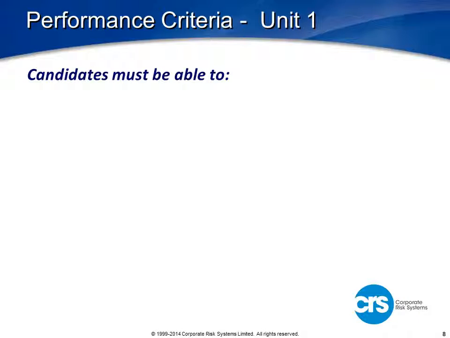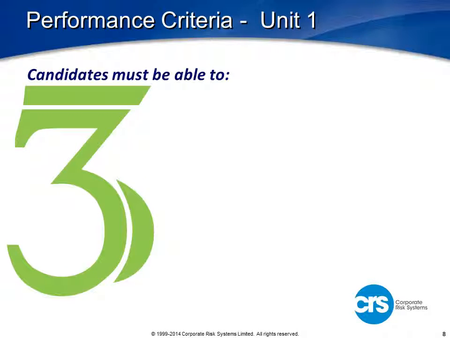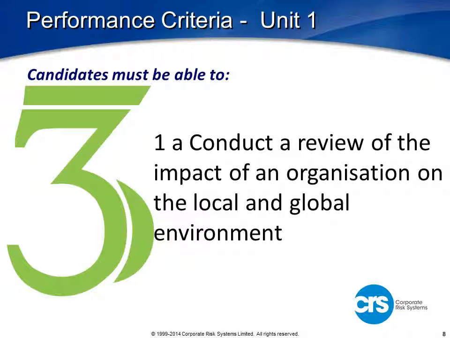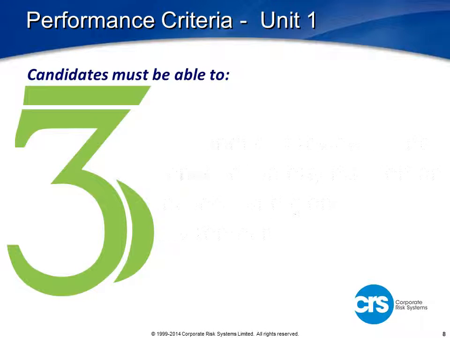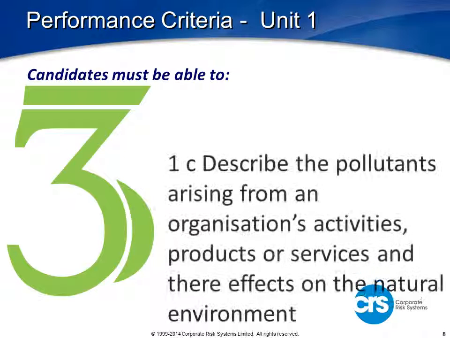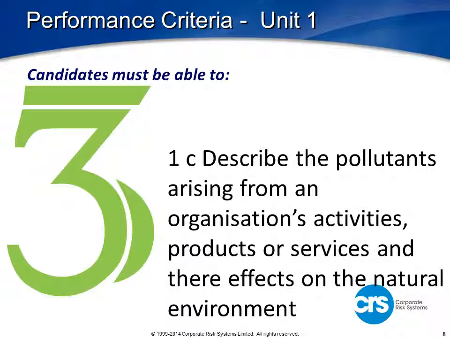Once you have gathered together all of the information for the knowledge and understanding, the next stage is to actually apply that knowledge within your workplace. Within each unit there are 3 performance criteria. For Unit 1, these are: conduct a review of the impact of your organisation on the local and global environment, describe an organisation's contribution to and impact from climate change, and describe the pollutants arising from an organisation's activities, products or services and their effects on the natural environment.